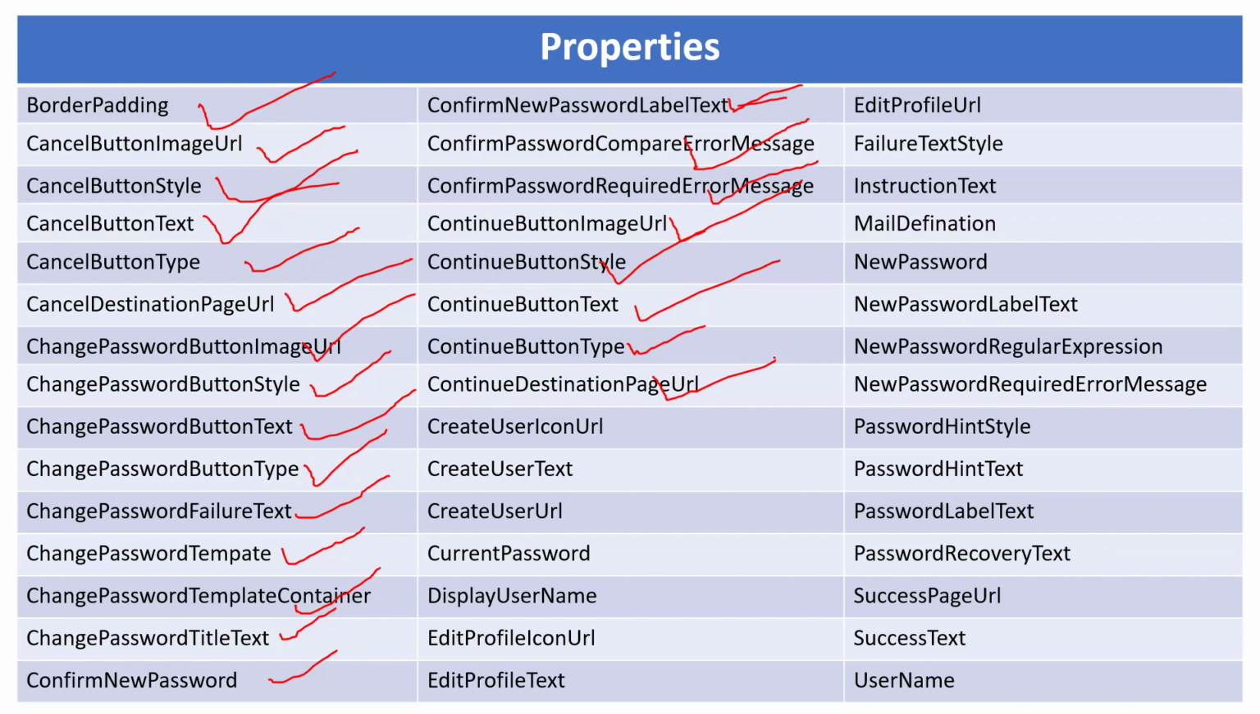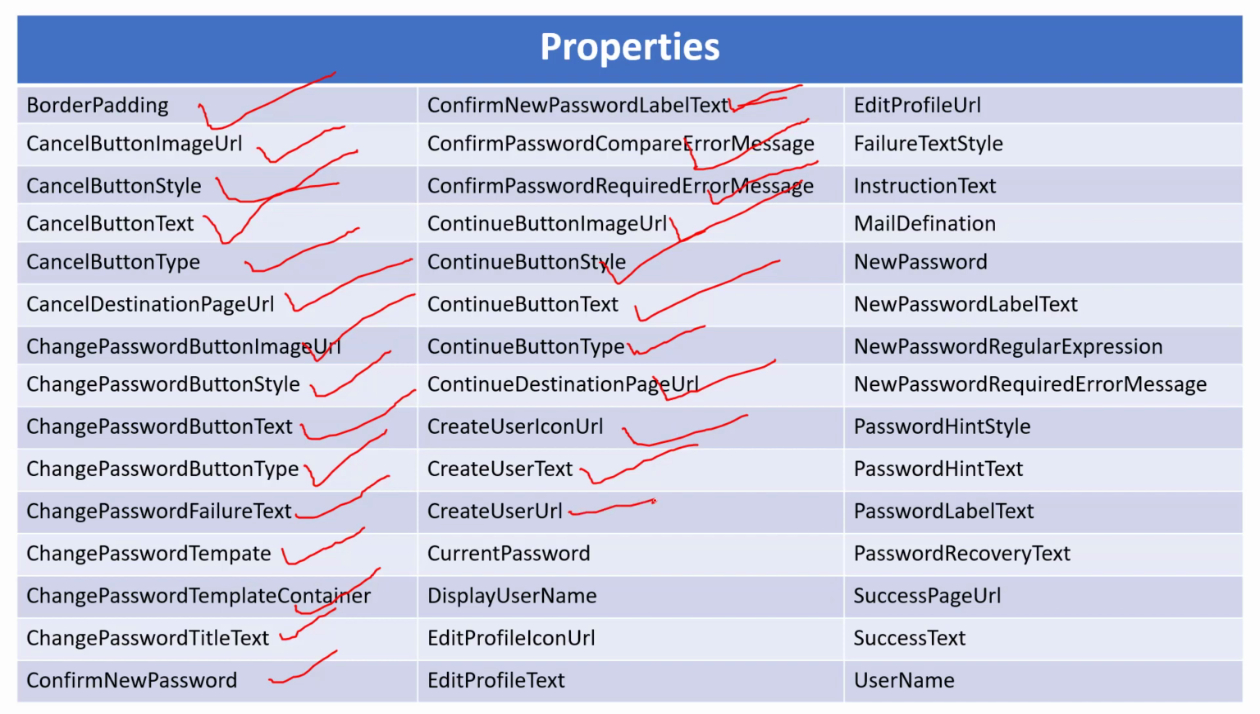It is used to set or get the URL of the page that the user will see after clicking the continue button on the success view. Next is create user icon URL. It is used to set or get the URL of image that contains the create user wizard control of the website. Next is create user text. It is used to set or retrieve the text of the link to the web page that contains the create user wizard control on the website.